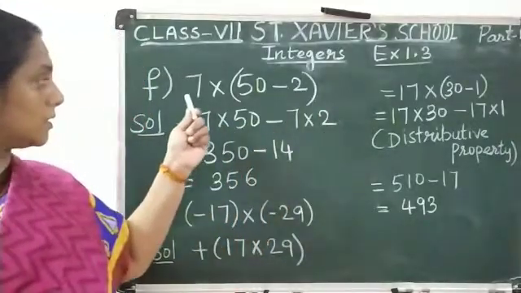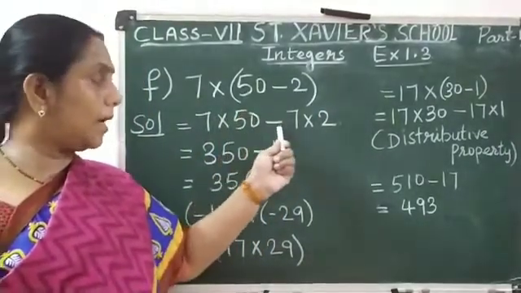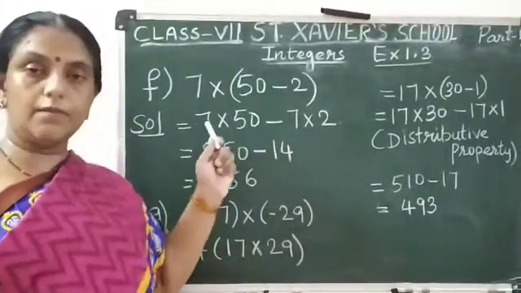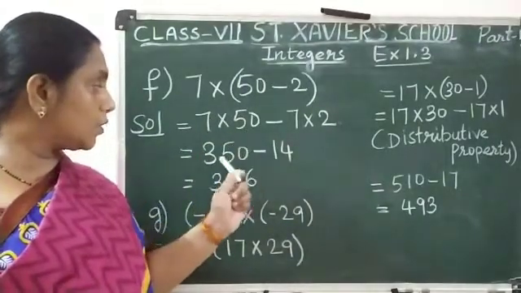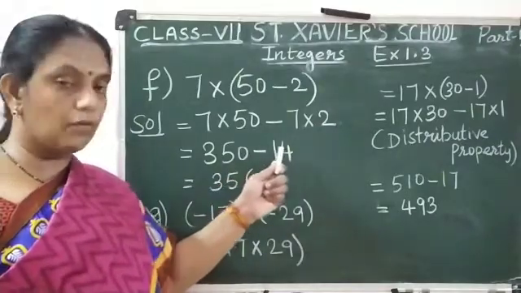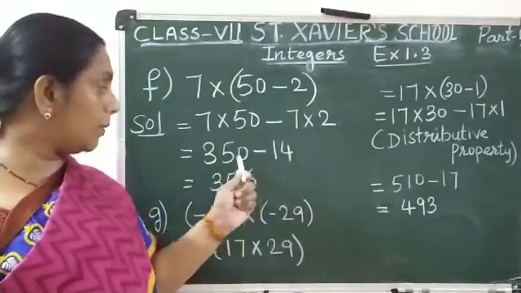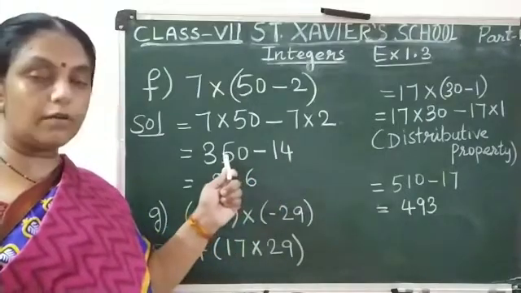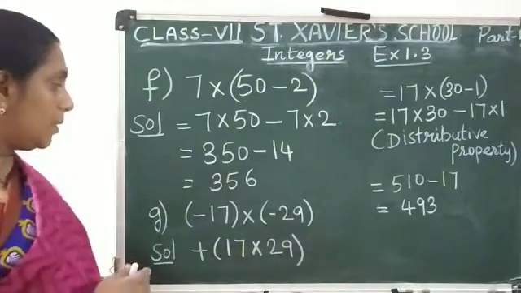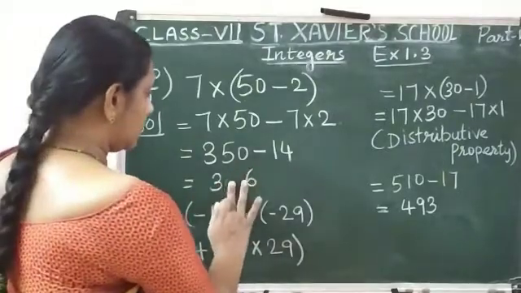I will go for the F1: 7 into (50 minus 2). So the answer is 7 multiplied by 50 minus 7 multiplied by 2. So here 7 multiplied by 50 is 7 5s are 35 and 0. So 350 minus 14. Then you have to subtract from 0, 4 won't go, so you have to borrow. It will become 10 minus 4 is 6 and here it will become 4. 4 minus 1 will become 3. So 336.